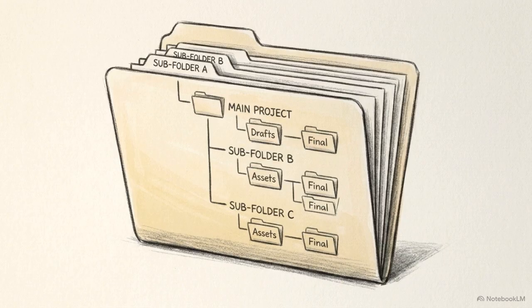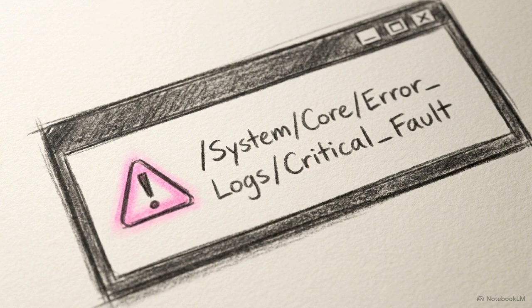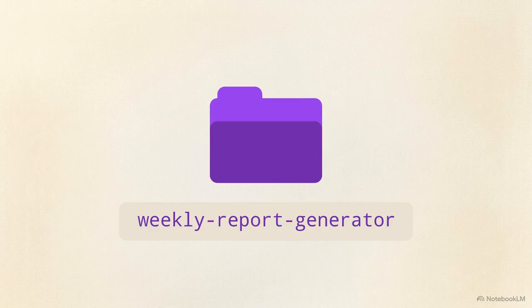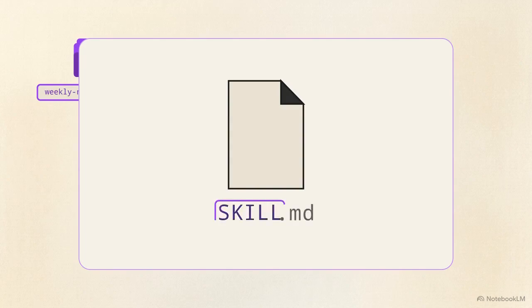We have to start with the local file structure. The system requires absolute precision here. A single capitalization error or misplaced space is the most common reason a skill upload fails. Your parent folder must be named using strict kebab case. That means all lowercase letters with hyphens instead of spaces. Inside, create your primary instruction document. This file must be named exactly SKILL.md, with skill in all capital letters.